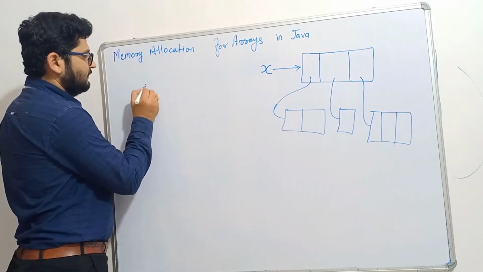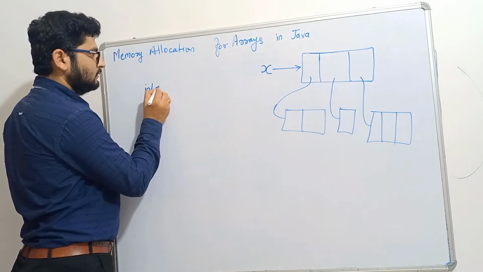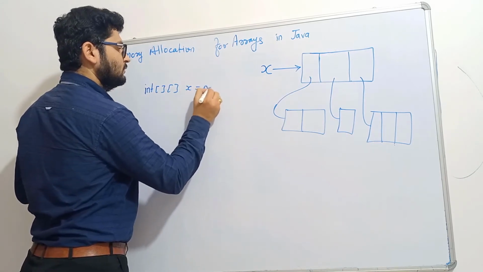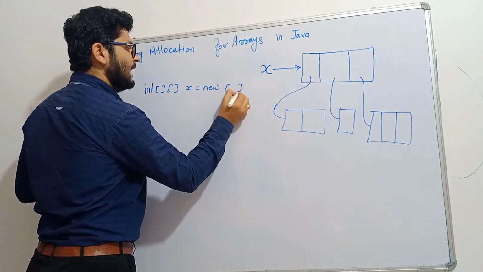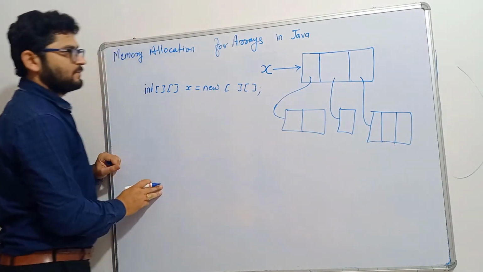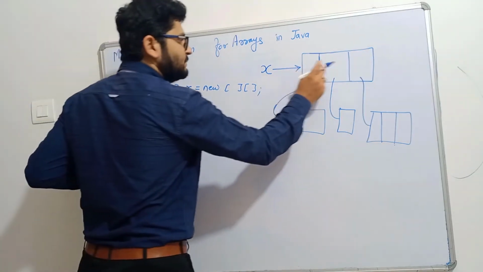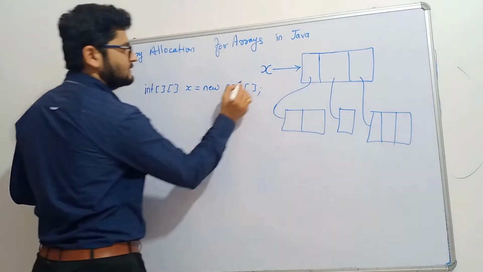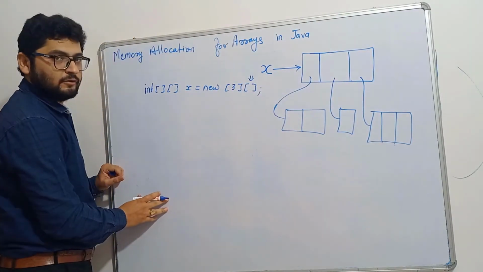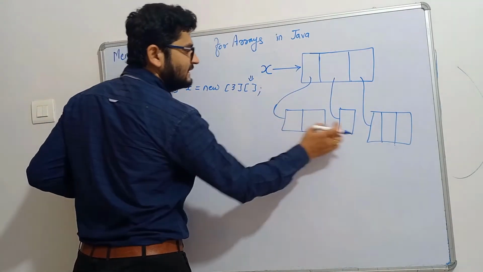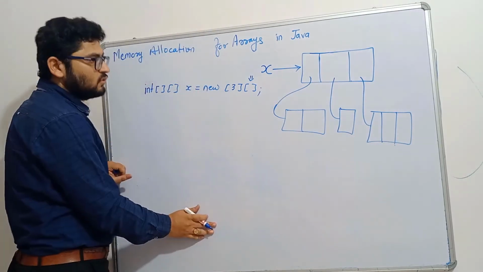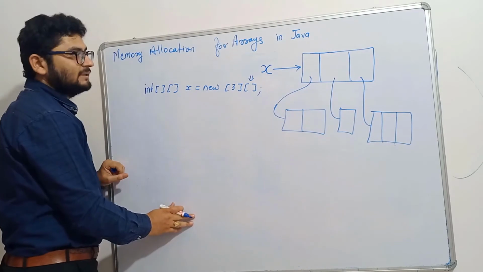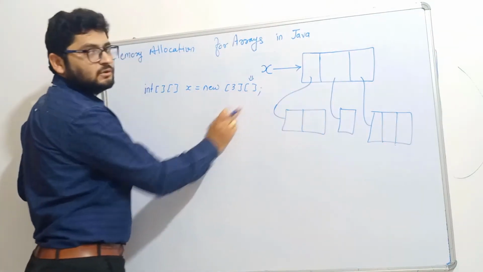So first of all I have to write int[][] x = new int[3][]. Now the size of this base array is nothing but 3, so that's why I have to give 3 over here. Whereas this size right now I cannot give. Why? Because the size of these arrays are varying. So I cannot have right now the common size for these arrays, so that's why I cannot give any size over here.